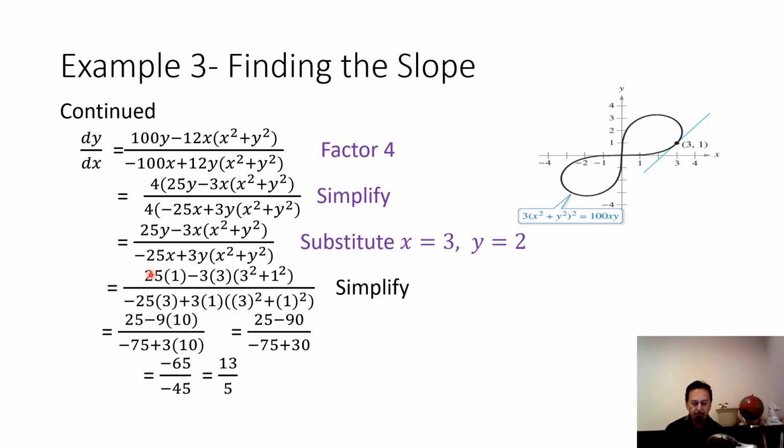So now we simplify. 25 times 1 is 25. 3 squared is 9, 1 squared is 1, so 9 plus 1 is 10. 3 times 3 is 9. And over, negative 25 times 3 is negative 75, plus 3 times 1 is 3. 3 squared is 9 plus 1 squared is 1, so 10. So now we have 25 minus 90 over minus 75 plus 30. Now 25 minus 90 is minus 65 and minus 75 plus 30 is minus 45. Now we can divide both these numbers by negative 5, which gives you 13 over 9, and that's the slope of the tangent to this curve at point 3, 1.